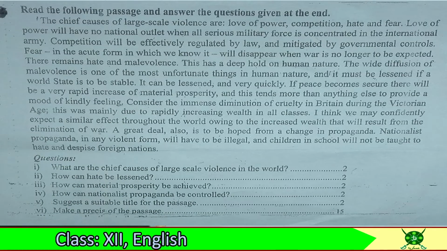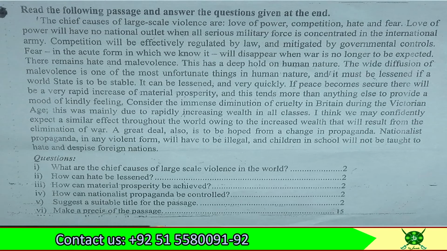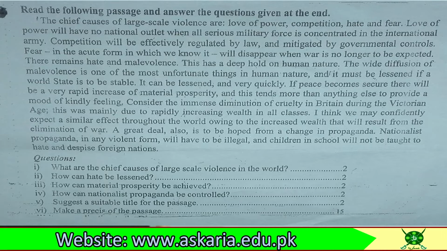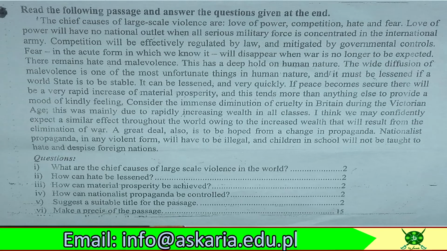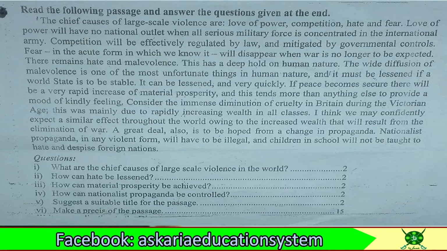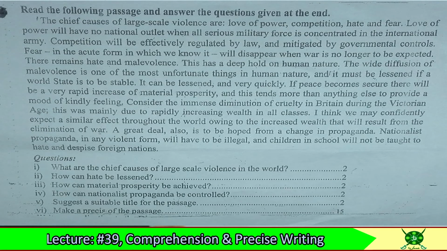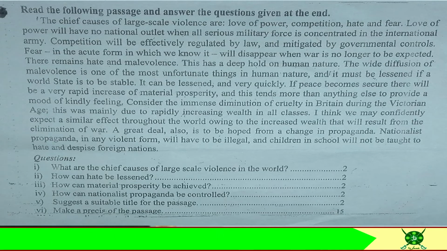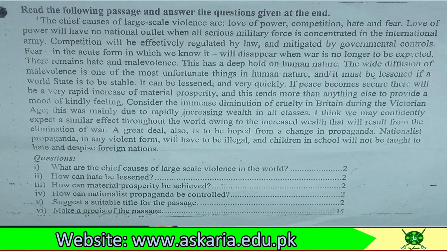The chief causes of large scale violence are love of power, competition, hate and fear. Love of power will have no national outlet when all civil and military force is concentrated, means confined, in the international army. So if there is an international army, the love of power will be over. Competition will be effectively regulated by law, so competition should be regulated and mitigated. Mitigate means decrease, by government control. Fear in the acute form in which we know it will disappear.